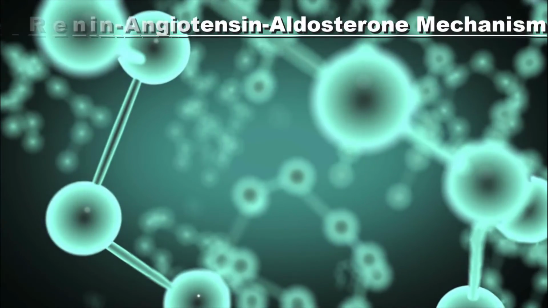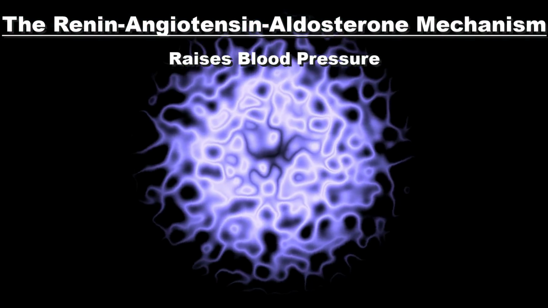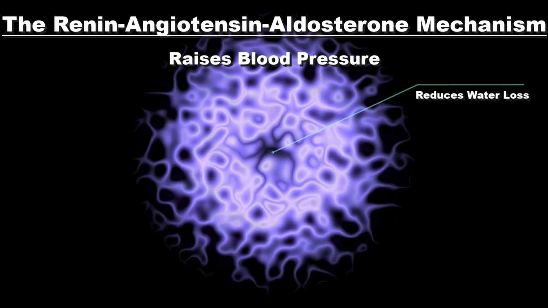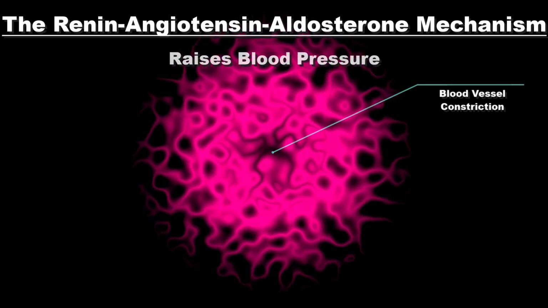The renin-angiotensin-aldosterone mechanism collectively raises the blood pressure by reducing water loss, encouraging water intake, and constricting blood vessels.